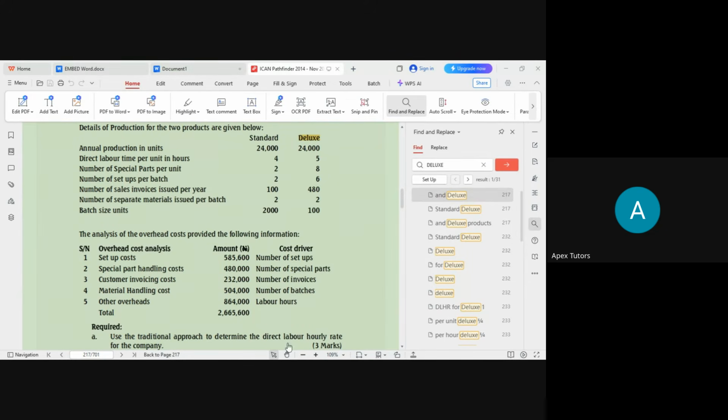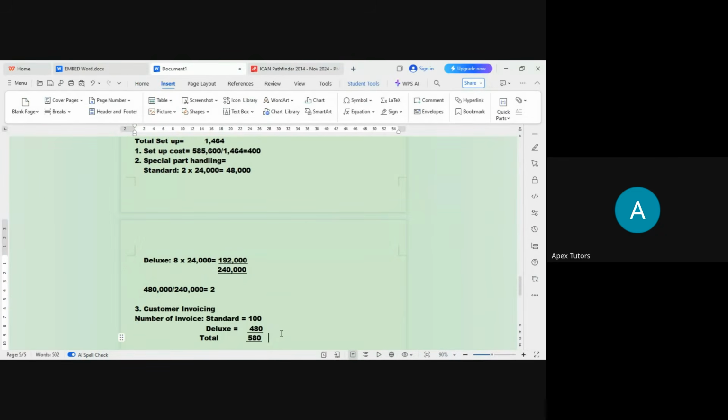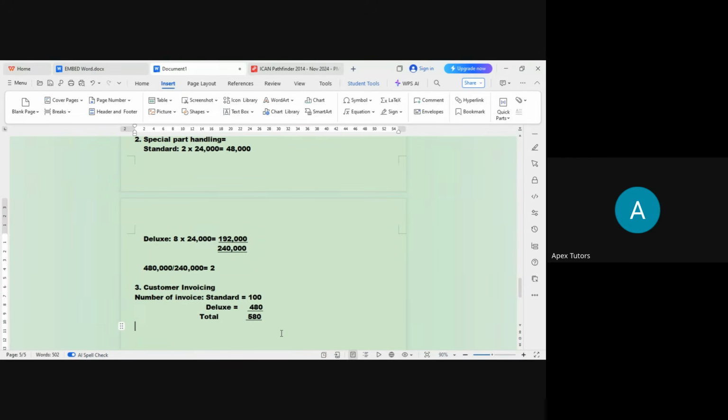232,000. So what will happen now at this point? For you to get the cost driver rate, it will be 232,000 divided by what? 580. Divided by 580. And the result will be what? Co-host, help me out. 400. The result will be 400. That is the cost driver rate.